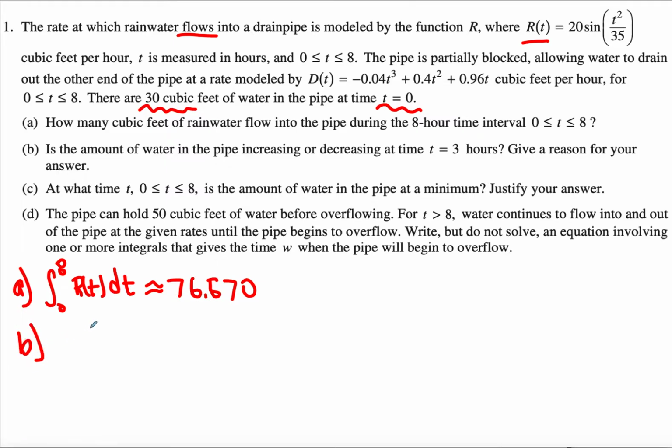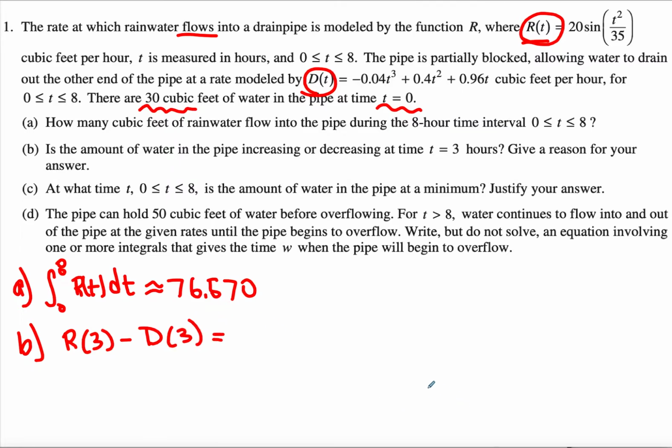Part B: is the amount of water in the pipe increasing or decreasing? There are two factors to see whether the water is increasing or decreasing: that's R of t versus D of t. We are looking at when t is equal to 3. So we have R of 3 minus D of 3. That's basically what we're looking at. What is that equal to?